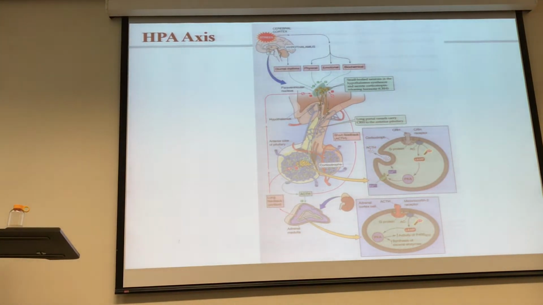One of them is the CRH, which is the corticotropin releasing hormone. We also have actions from the limbic system, like physical, emotional, and biochemical, which also affect this nucleus in the hypothalamus, which is the paraventricular nucleus. And this paraventricular nucleus releases the CRH into the median eminence, from where it is taken through the long portal veins into the anterior pituitary.